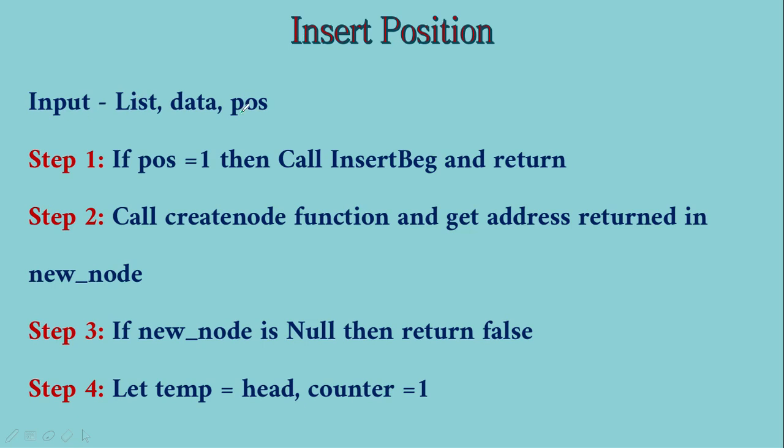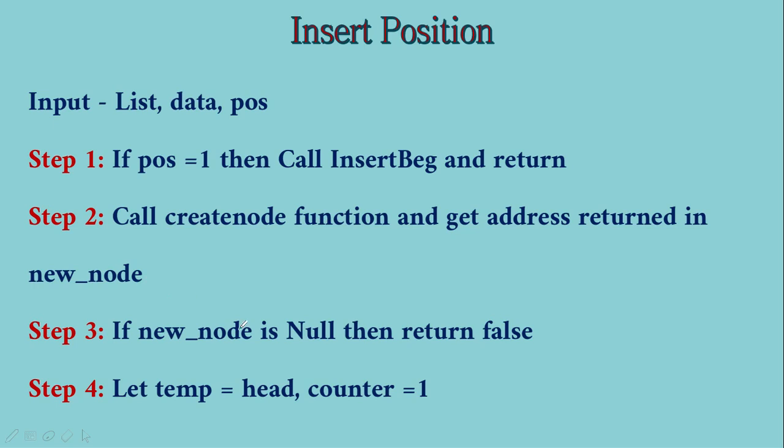As discussed, the input is going to be the list, the data and the position. The first step checks whether the position is 1. In that case, you call the insert beginning and you return. Otherwise, you create a new node using the create node function, and the address will be in new node.